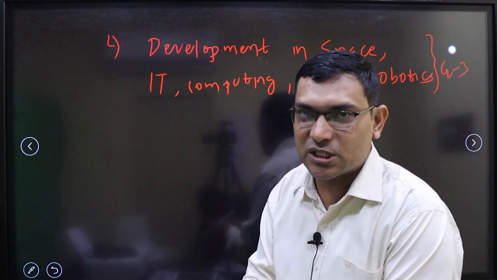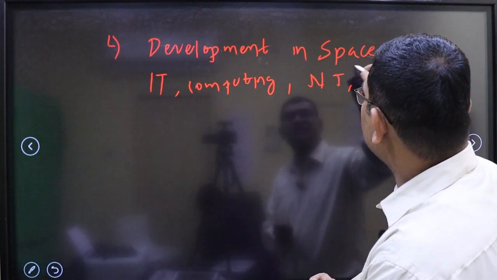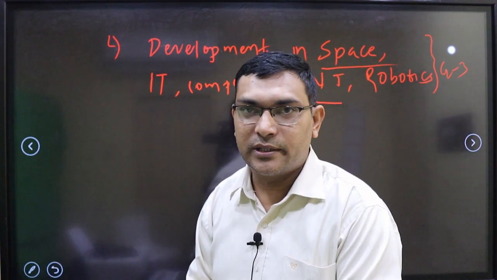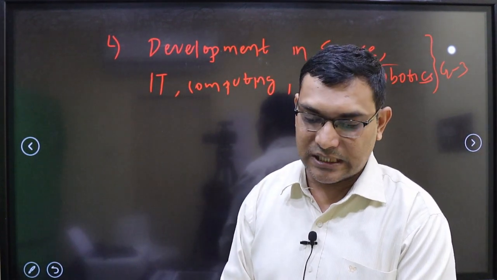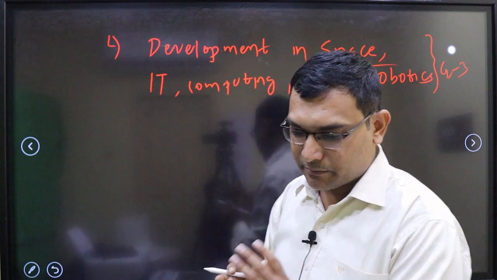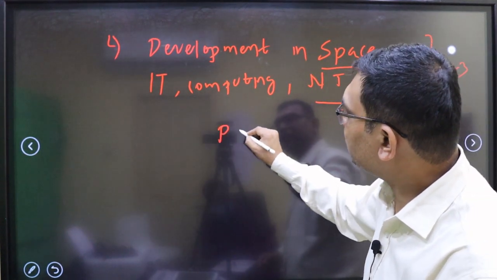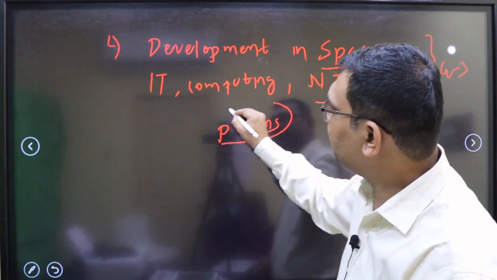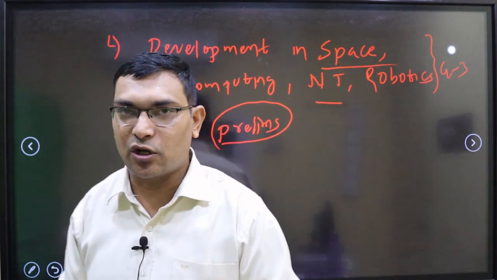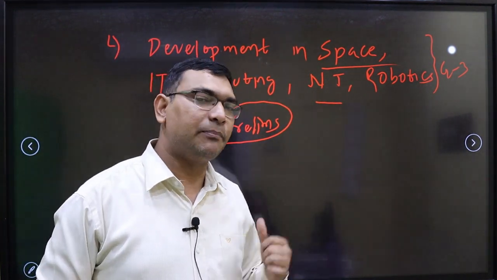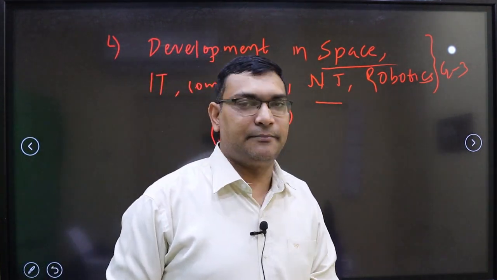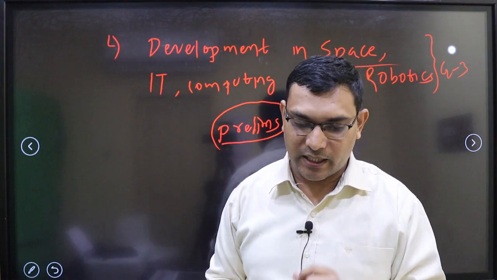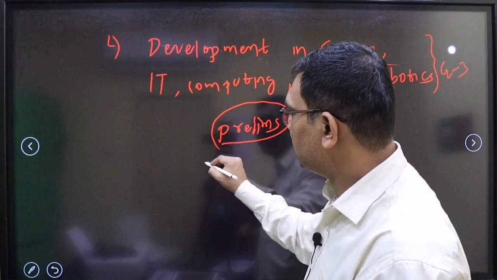Already we have seen some questions that have been asked regarding space and nanotechnology, right? They can ask you in the prelims also. In the prelims, science and technology play a very important role. For example, there was a question on space. Okay, there was a question on space last year also.